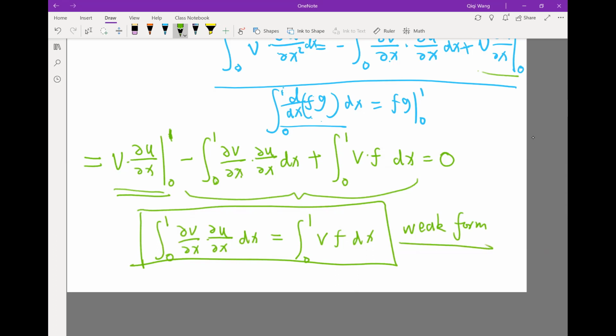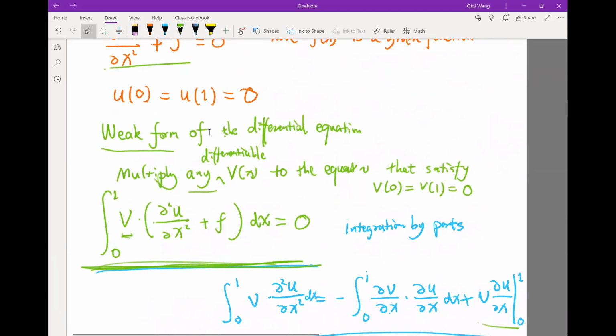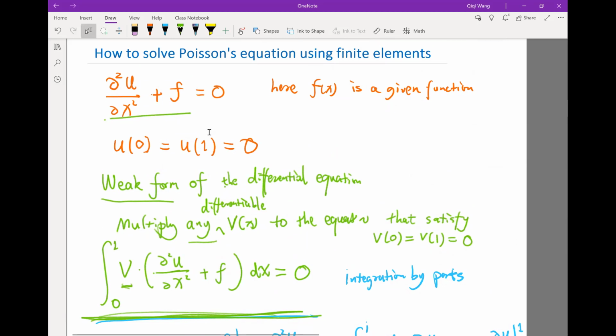Okay, and if you look at the notes you had last Wednesday, this is actually exactly the same form we derived by doing variational calculus on the minimization problem of energy, right? In the notes we derived last Wednesday, instead of a v here, we have a delta U, right? So basically, if you replace the v with delta U, which is also arbitrary, right? Delta U is any perturbation you can make to the solution U, while still satisfying the boundary condition, which enforces that delta U at 0 and 1 are both equal to 0.